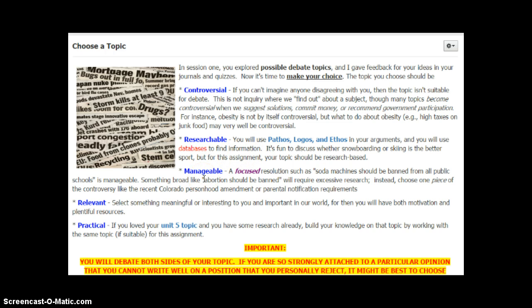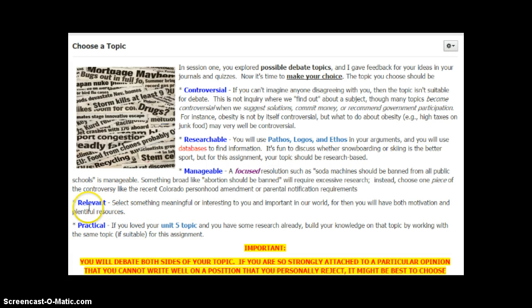You'll want something manageable. If you pick something very large, like abortion, and probably about 5 or 6 of you mentioned that in your journals, you're going to get frustrated because you're going to get 2,000 hits in your databases and you're not going to know where to start. So if you take a piece of the controversy, like for example the personhood amendment in Colorado or parental notification requirements, a piece of the controversy, you're going to be much more successful and much happier. Now if you love your topic, you really want to put a lot of time into the class, talk to me about it, but you definitely want something focused.